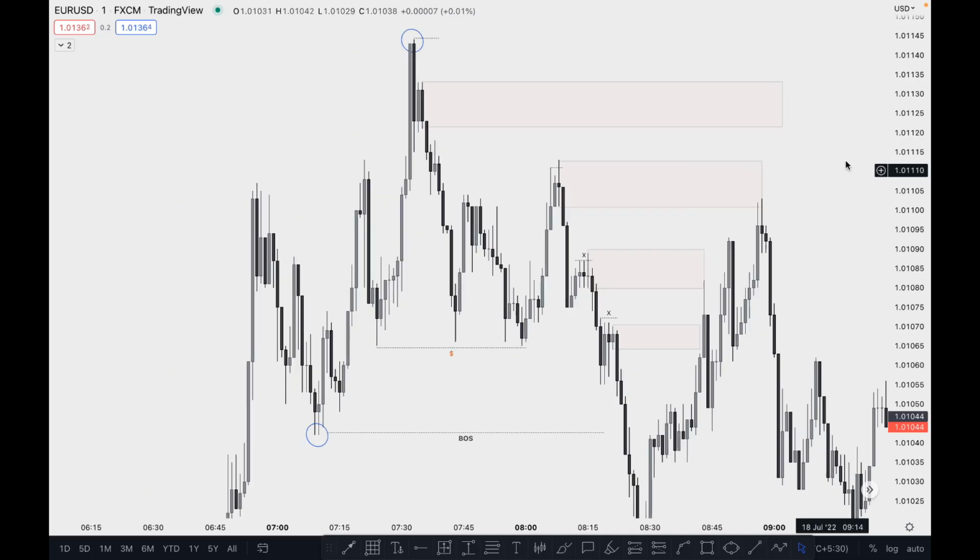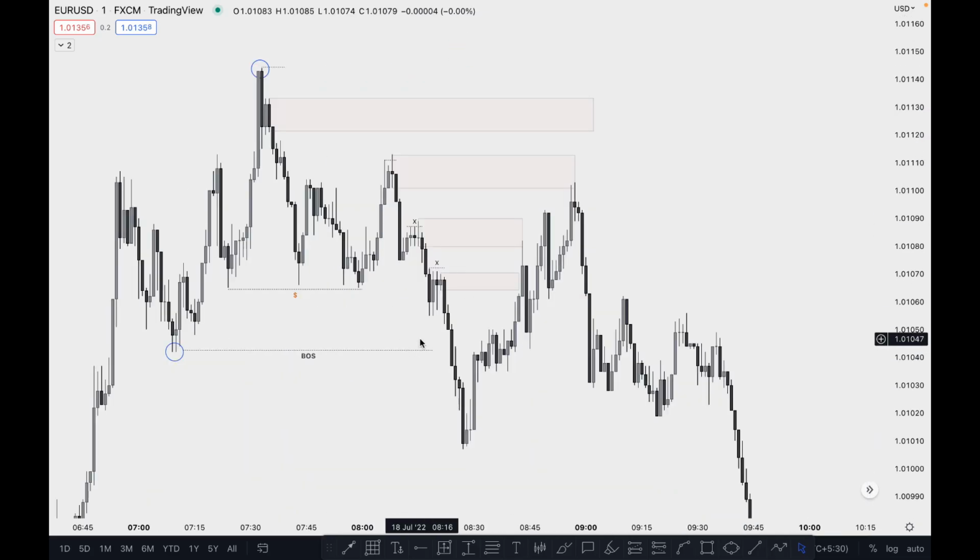Correct? So now you can see that after breaking this structure, you have to focus on the liquidity. That's why I mention liquidity in every topic, in every video. Liquidity is the main thing in smart money concept. Once you identify the trend and then identify the liquidity, you will get a high probability setup, because correct structure plus liquidity equals a high probability setup.